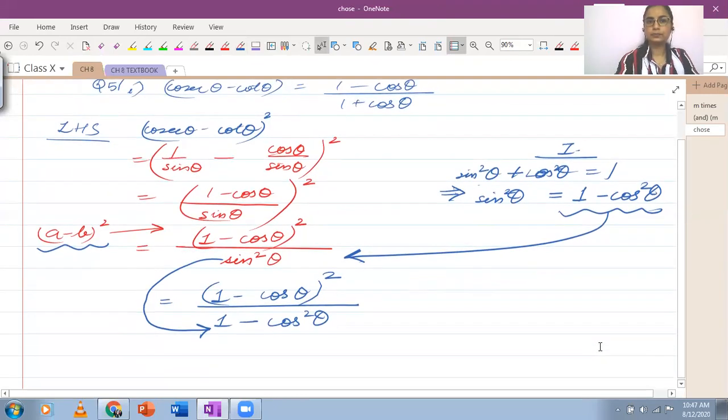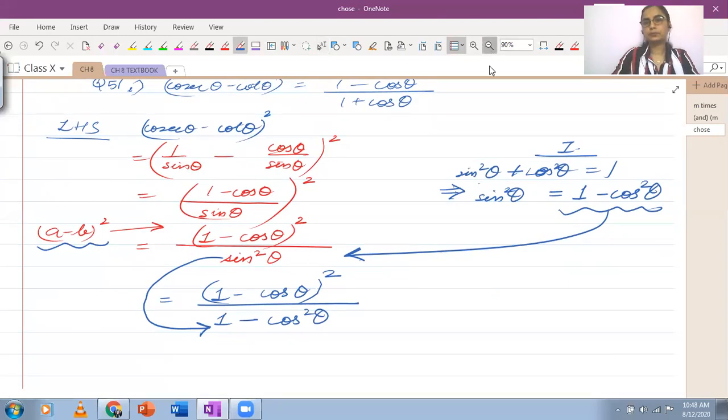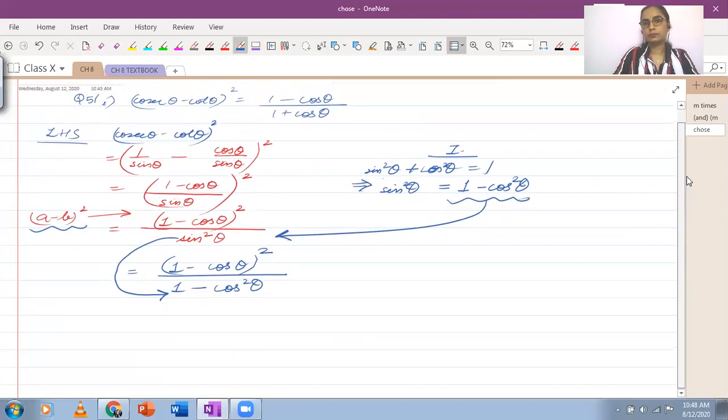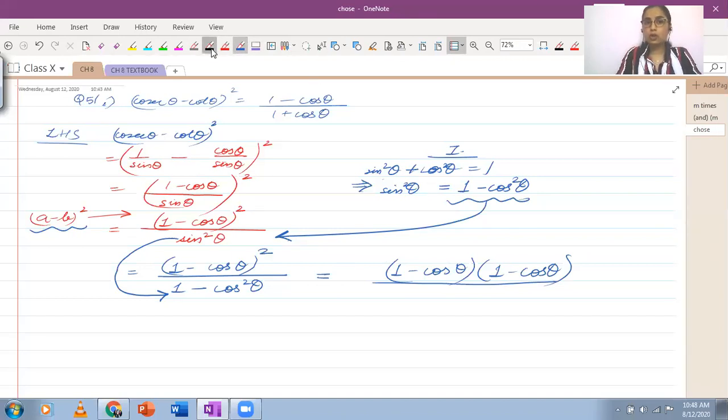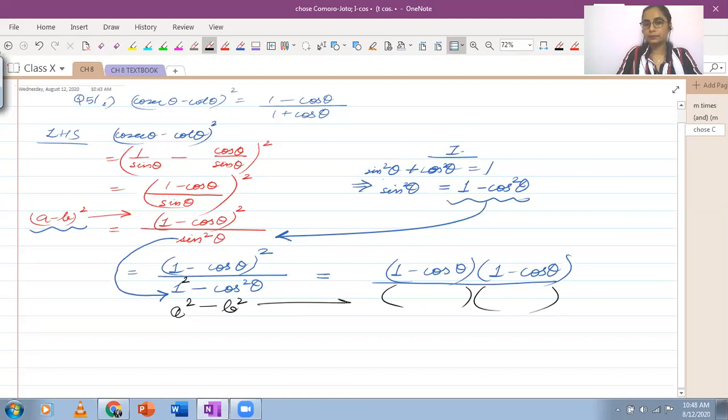Is this clear? In the numerator, I'm going to write the square as repeated multiplication. 1 minus cos theta whole square is 1 minus cos theta, 1 minus cos theta written twice. Whereas in the denominator, I'm going to use the identity a square minus b square. So I will get two factors here. Can anyone tell me what those factors will be?